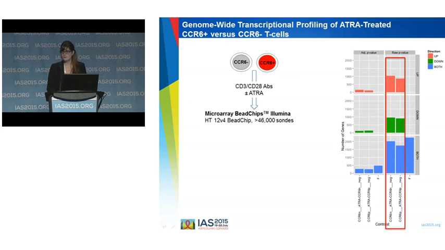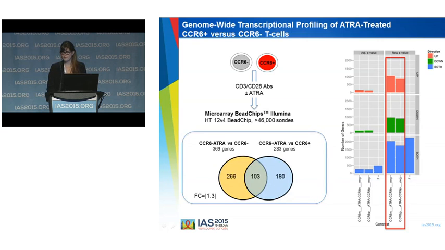We identified approximately 2,000 genes modulated in both subsets with a p-value lower than 0.05. With a fold change cutoff of 1.3, we identified genes regulated by ATRA only in CCR6 positive T cells or only in CCR6 negative, as well as genes modulated in both subsets. So we can say that the 180 genes regulated in CCR6 positive only after ATRA treatment include some HIV dependency factors.